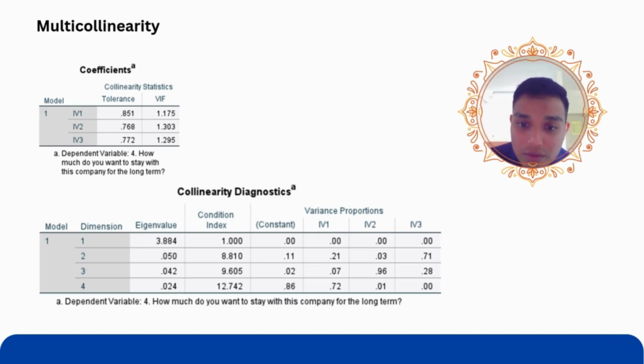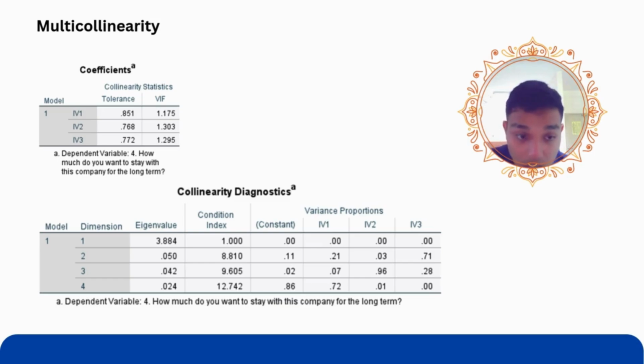Okay, second we look at IV2, work motivation. For this, tolerance is 0.768, greater than 0.1. For VIF, it is 1.303, less than 10. For conclusion, no multicollinearity for IV2.